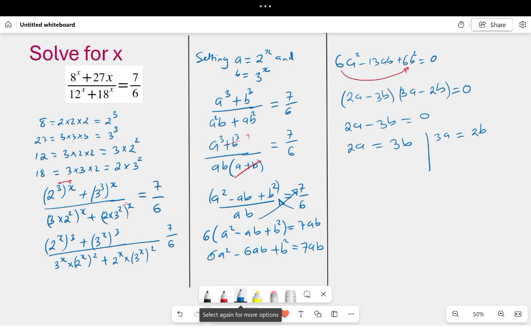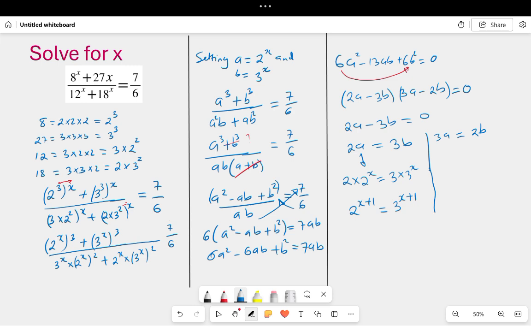Now, we are going to do a substitution here. Remember with a, we did a substitution. We said a is equal to 2 to power x. So this is 2 times 2 to power x is equal to b, which is 3 times 3 to power x. So this is going to be 2 to power x plus 1 is equal to 3 raised to power x plus 1.